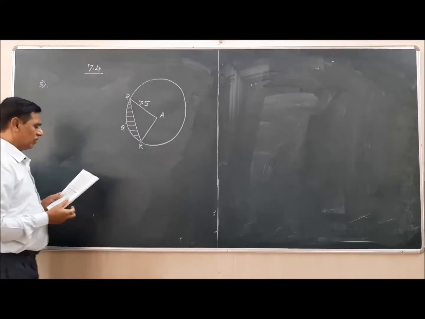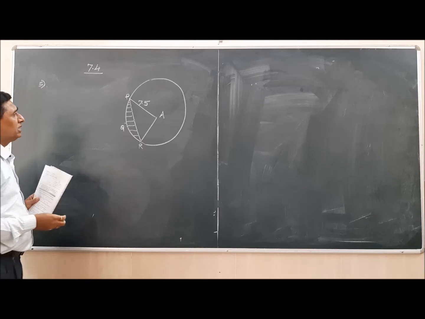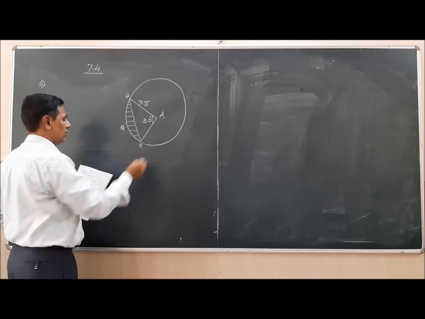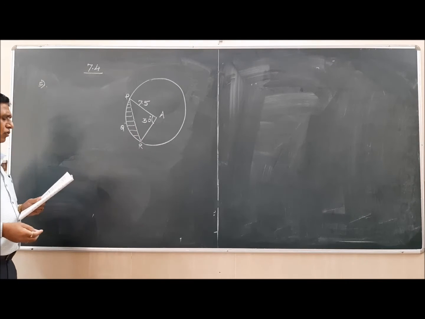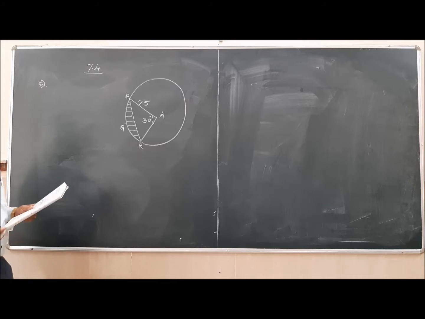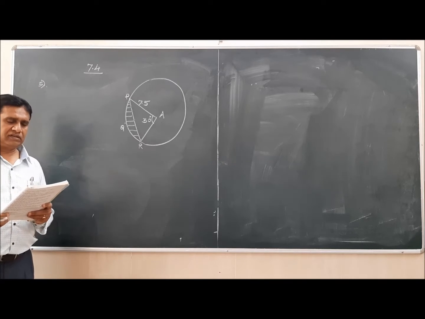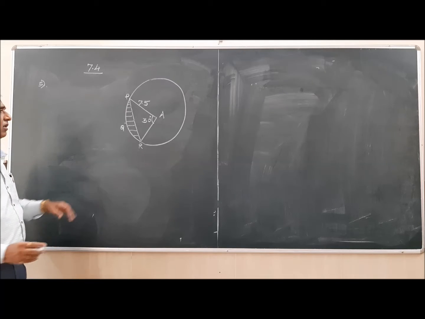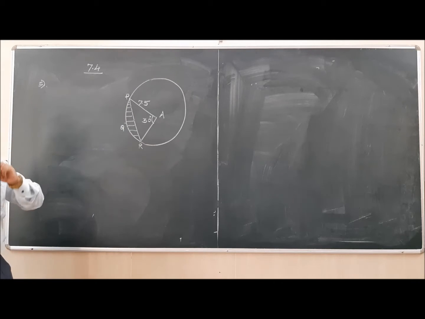AP is 7.5 centimeter and the angle PAR is 30 degree. This angle is of 30 degree. Next to that, the value of pi is 3.14 as usual, and we have to calculate the area of segment PQR, this area of shaded region.